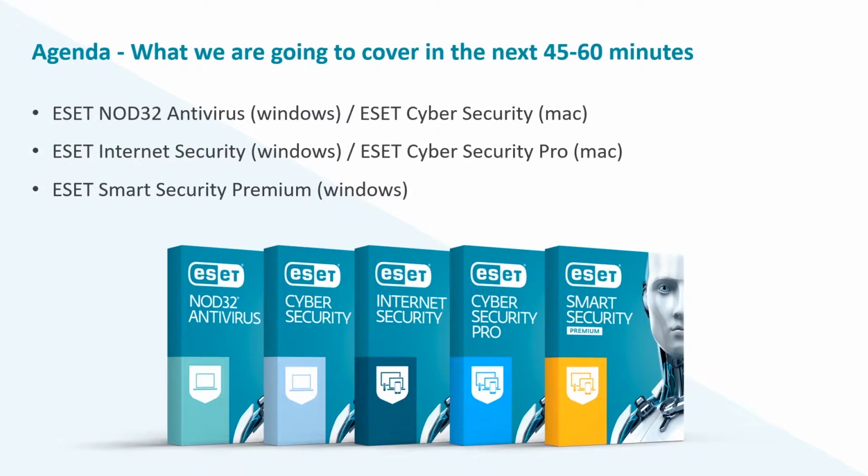As mentioned, we're going to cover the Windows desktop-based products first, which are ESET Nod32 Antivirus, ESET Internet Security, and ESET Smart Security Premium. We also have ESET Cybersecurity and ESET Cybersecurity Pro, which are the Mac equivalents of the ESET Nod32 Antivirus and ESET Internet Security products. But in this webinar, we're just going to cover the Windows-based products. We'll spend most of our time showcasing the ESET Smart Security Premium in our demo, which is the flagship home user product containing the full list of features that we're about to show you.